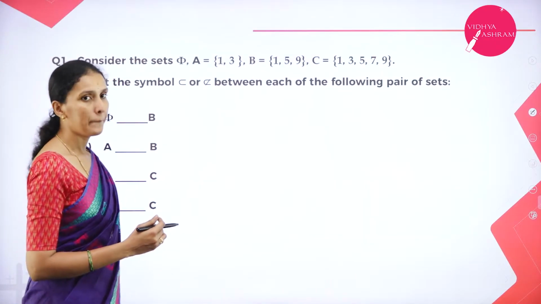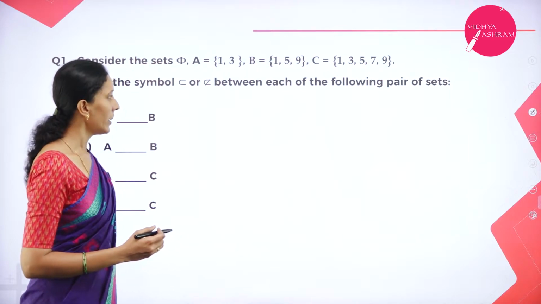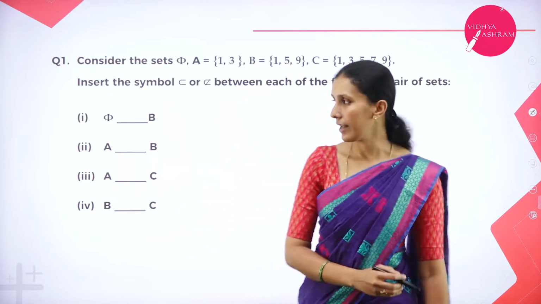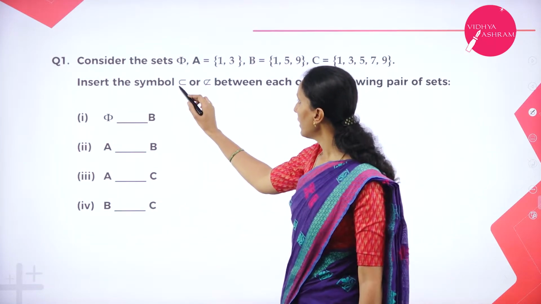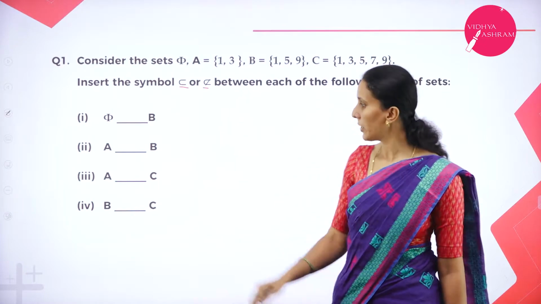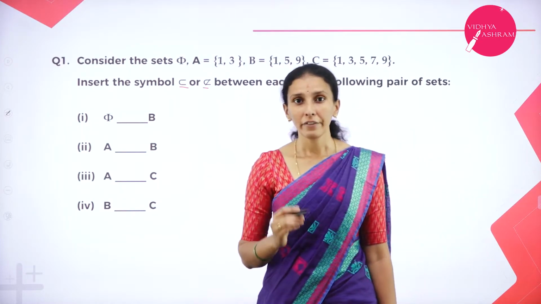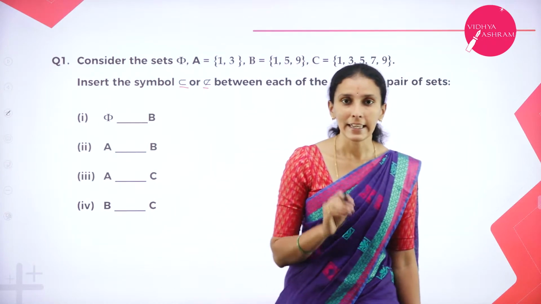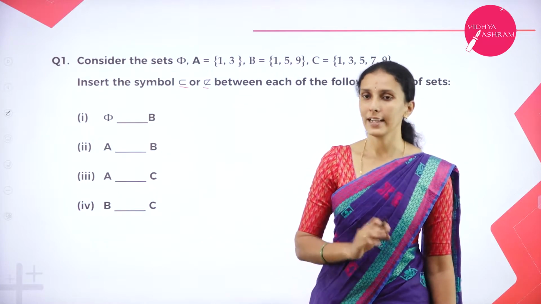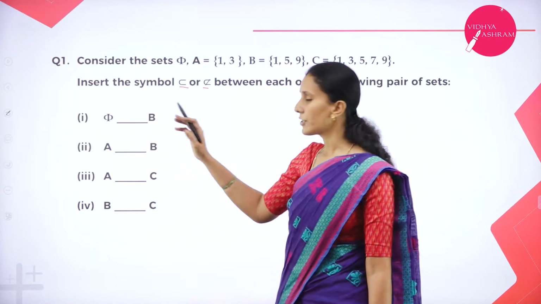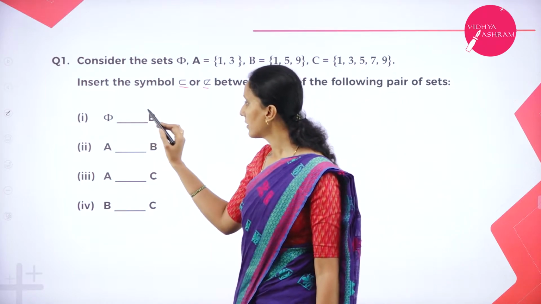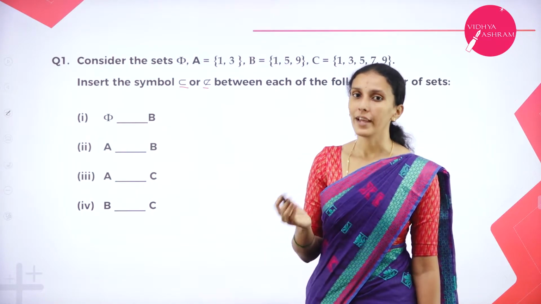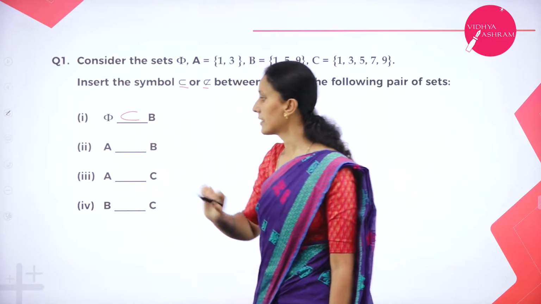Consider the empty set, A equal to {1, 3}, B equal to {1, 5, 9}, C equal to {1, 3, 5, 7, 9}. We are just inserting the symbols subset and not a subset between the sets. We know that every set is a subset of itself. Also, the empty set is a subset of any set. So here the empty set is given and set B is given. According to the statement, the empty set is a subset of any set, so we can write it as a subset.